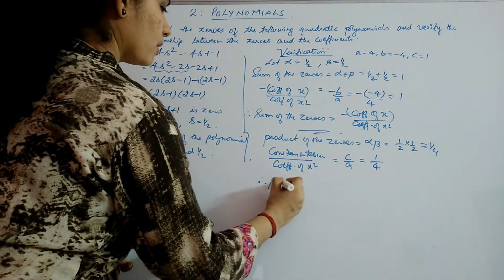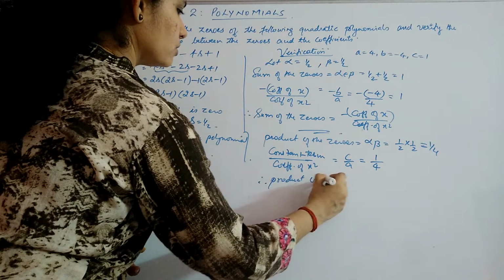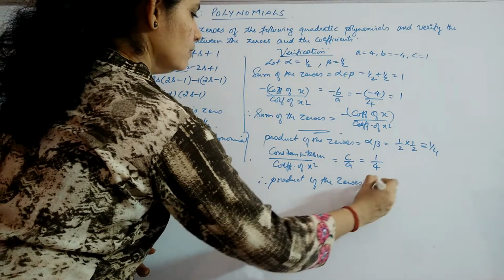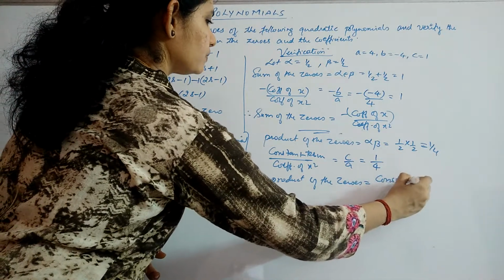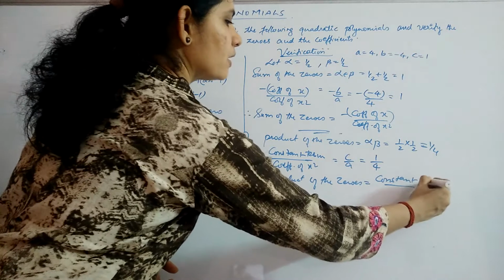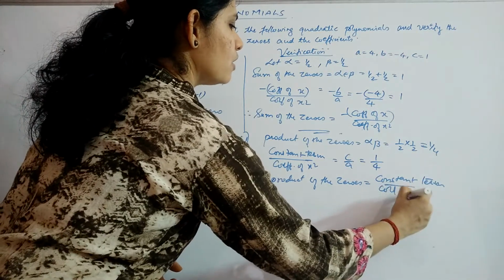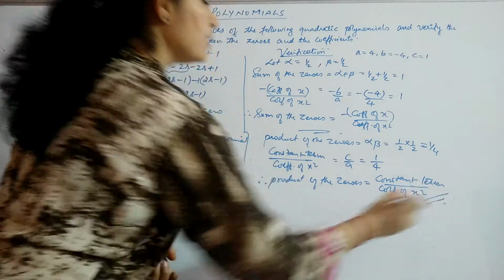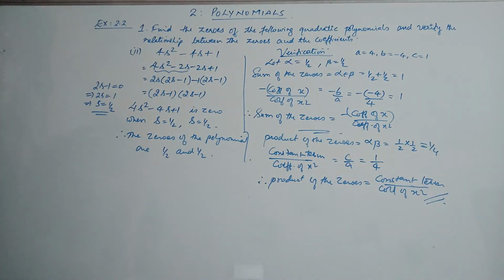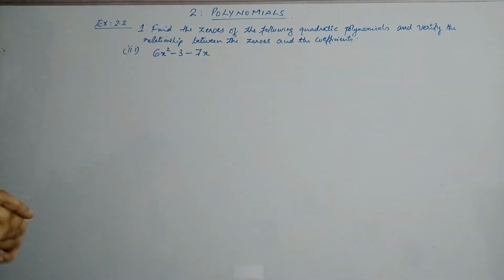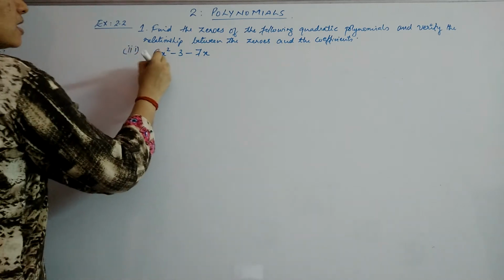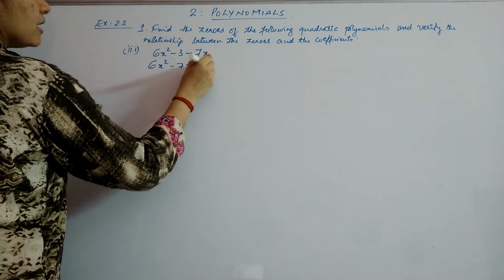Therefore, product of the zeros is equal to c by a, or you can write constant term divided by coefficient of x square. Okay, so this is the verification part. Hence you have verified. Next question is subdivision 3, 6x square minus 3 minus 7x. So that can be written as 6x square minus 7x minus 3.